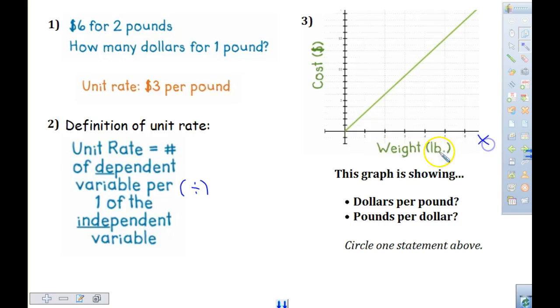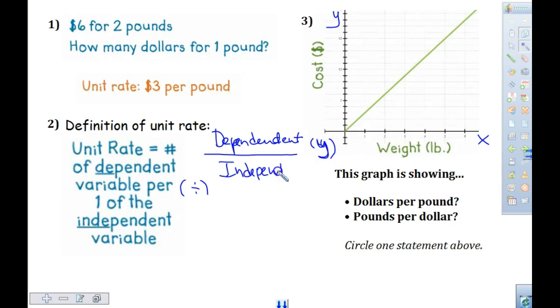Remembering that x is our independent variable and y is our dependent variable, what this is really telling us is that when we find the unit rate, we are taking the dependent variable, which is your y, and dividing it by the independent variable, which is really your x. And this is per 1 of the x, when x is equal to 1.